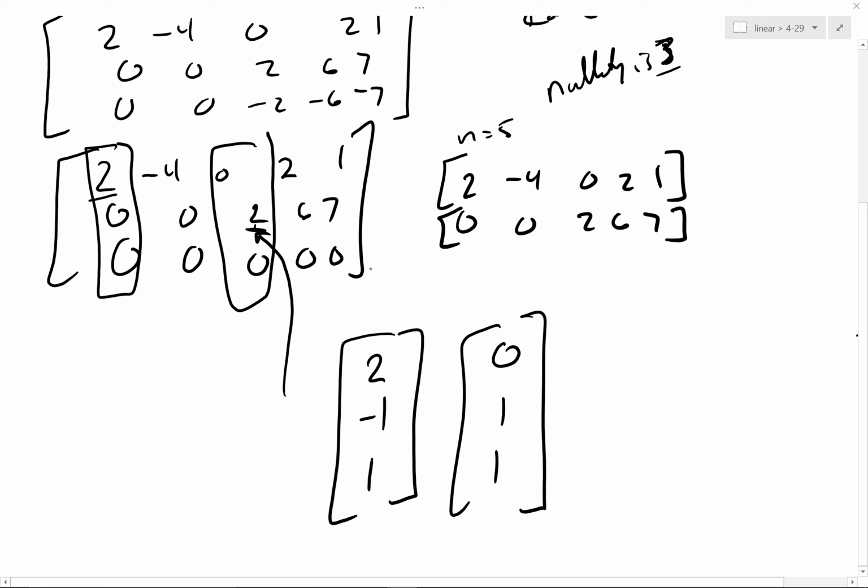And again, what is this guy here? Yeah, there you go. So the dimension here again is 2. So that is the basis for the column vectors, for the column space. Okay.